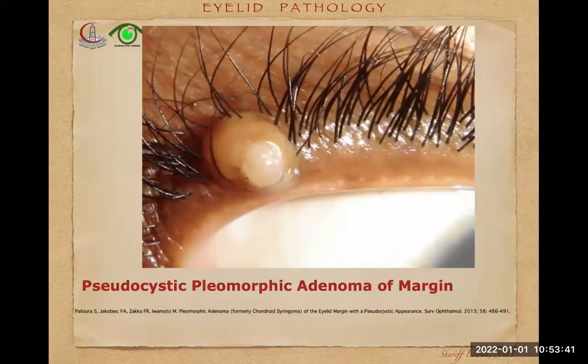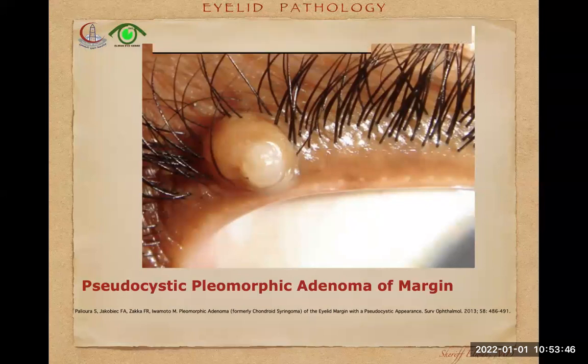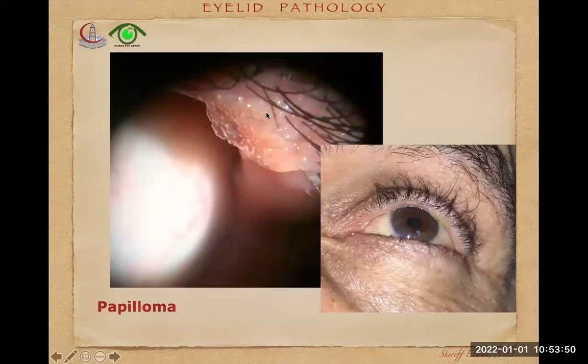This is a pleomorphic adenoma at the lid margin with pseudocyst formation. And this is a papilloma, sort of a wart with bossy, multiple bosses, multiplicity. The surface is not smooth.